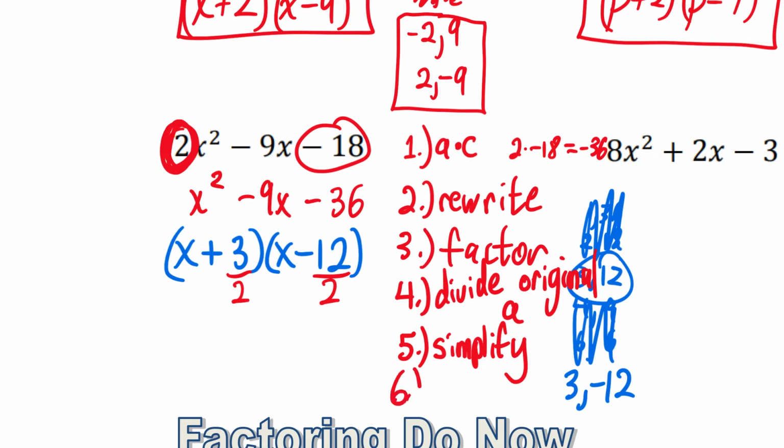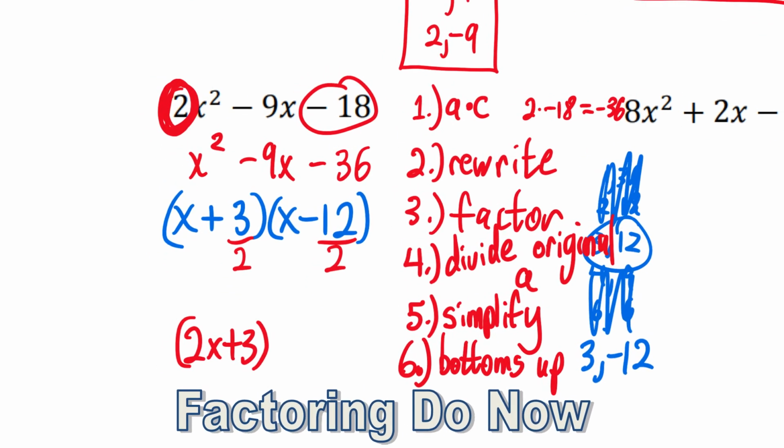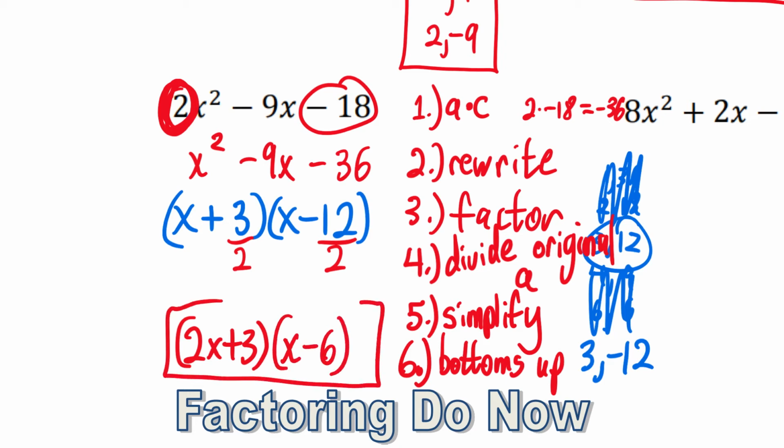So then that brings us to our last step, and this is where the name comes from. This is where the bottoms up goes. Okay, here I can't simplify this, so what do I do to this 2? You bring it up in front of the x. So it's going to be 2x plus 3, and that's in parentheses. And then here, we could simplify this, so 12 over 2 simplified to what? To 6, to a minus 6. Okay? And that is that factored.